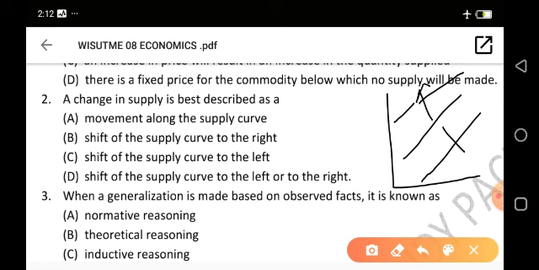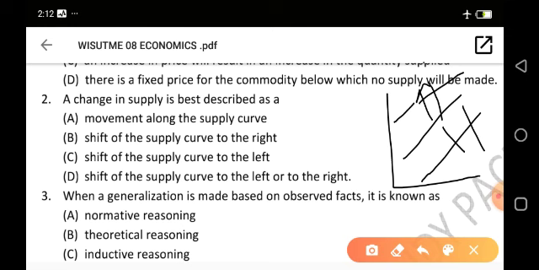If this happens, there are a lot of factors responsible for it. Some of the factors are cost of production. If the cost of production is high, then your supply will be low, so it moves upward. And if the cost of production is low, your supply will be high, so it moves downwards. Another factor is weather. If the weather is good, you'll be able to supply more of that commodity, and if the weather is bad, you'll supply less of that commodity.